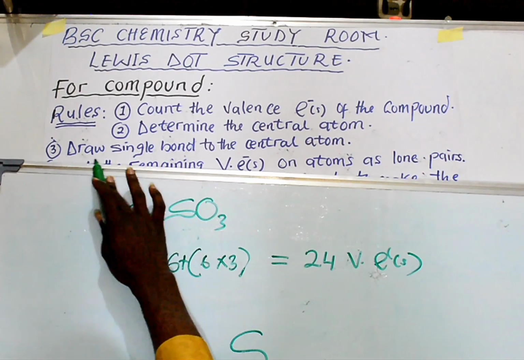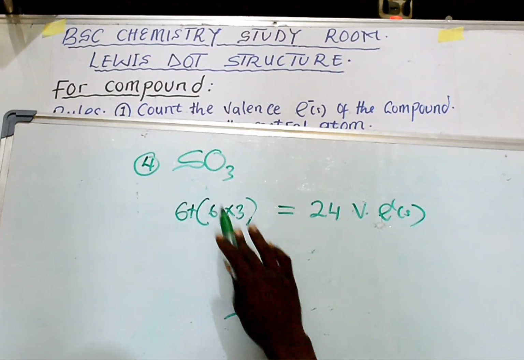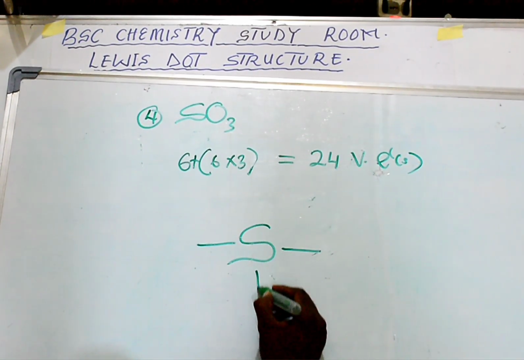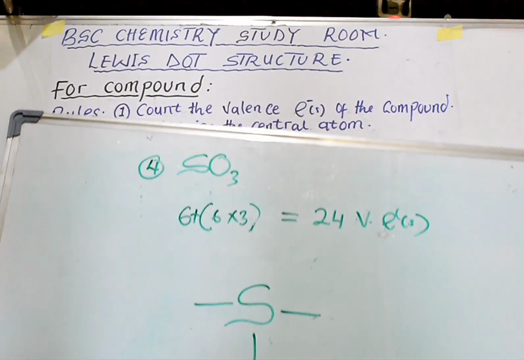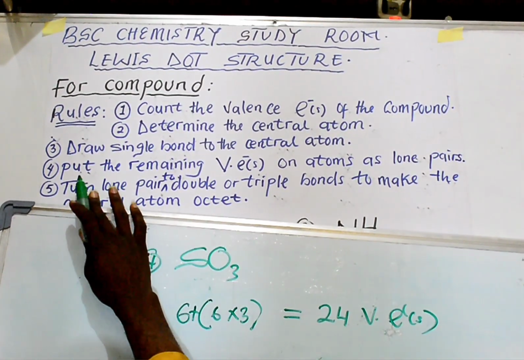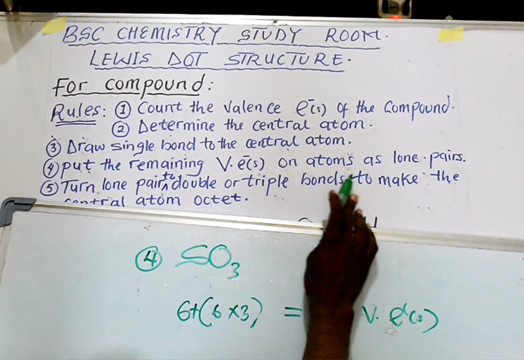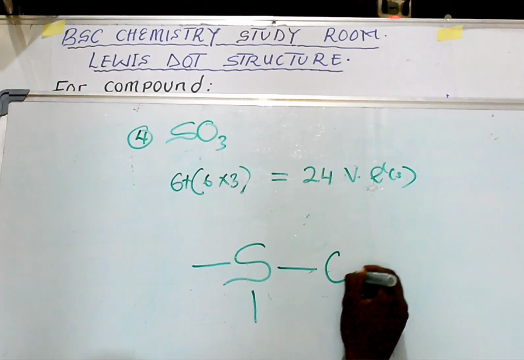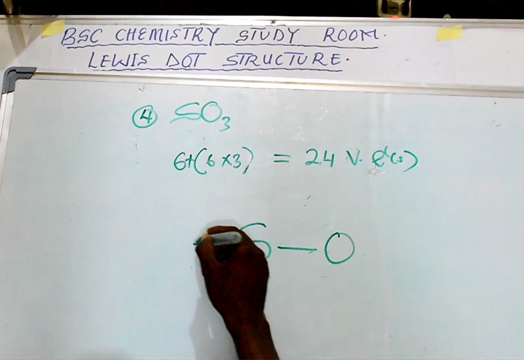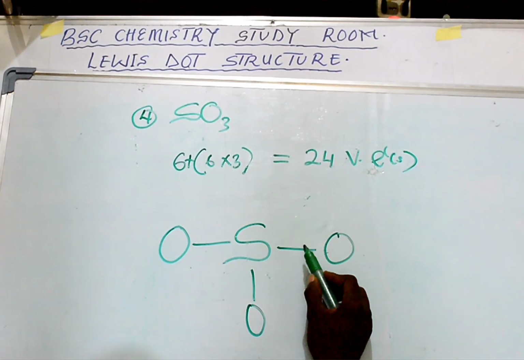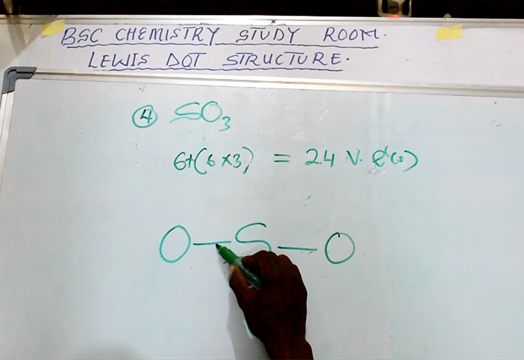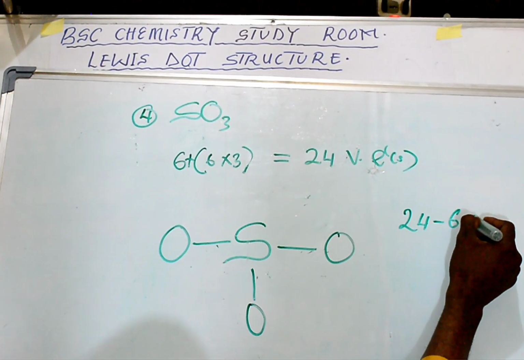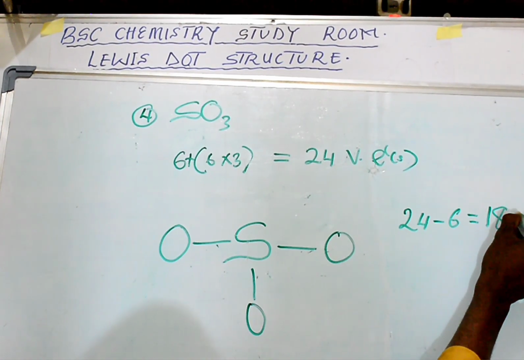Then draw a single bond to the central atom from the terminal atoms, oxygen, oxygen, and oxygen: 1, 2, and 3. So now step number 4 says put the remaining valence electrons on atoms as lone pairs. First we count the single bonds: 1, 2, 3, 4, 5, 6. So we are subtracting 6 from 24, which gives us 18 valence electrons.